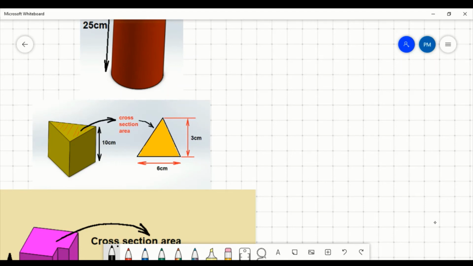So you're going to get here, the area of the triangle is 3 by 6 divided by 2, which gives us 3 by 3, which gives us 9. Sorry, I'll just put this in as well. And that overall thing is multiplied by my height, which is 10. So what we're going to have here is 9 by 10, and that gives us 90 centimeters cubed.